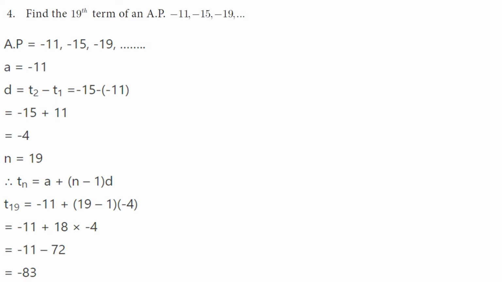And n equals 19. So here Tn equals what formula? A plus n minus 1 into D. A is minus 11, n is 19, D is minus 4. Substituting the values, you get minus 11 plus 19 minus 1, which is 18, into minus 4. Minus 11, 18 into minus 4 is minus 72. Therefore minus 83. T19 is equal to minus 83.